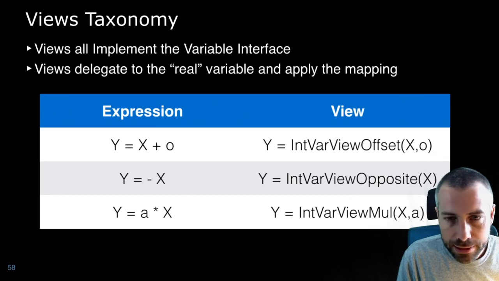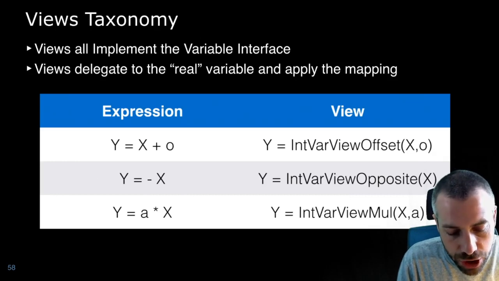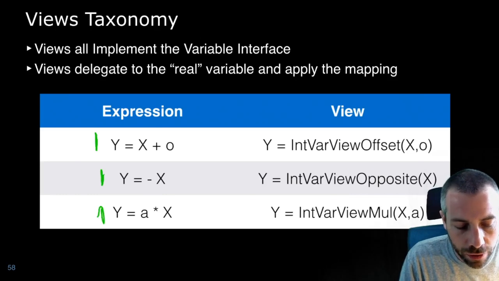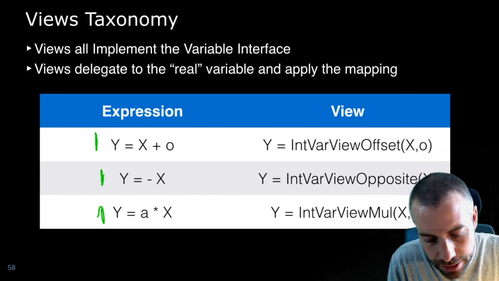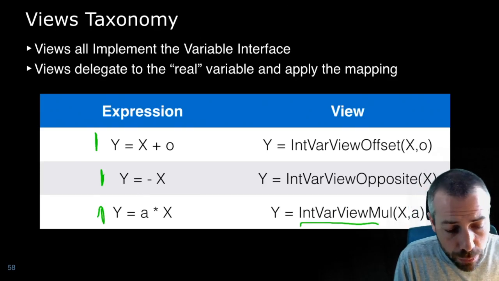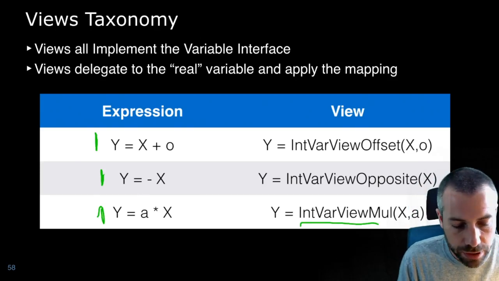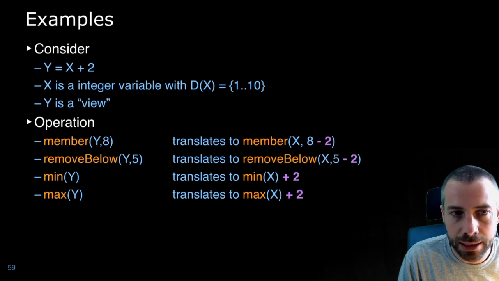So in practice, we will have one specialized class for every type of expression like this one: the offset, the opposite, and the multiplication. And this is the name of the classes that will implement it. And we will delegate it to the real variables. What we mean by delegation is exactly this.